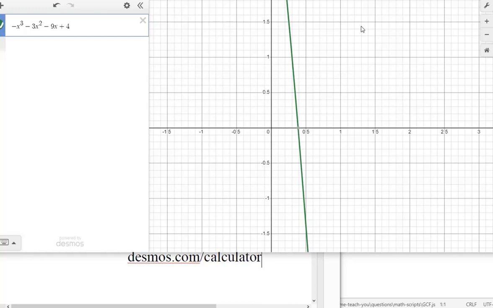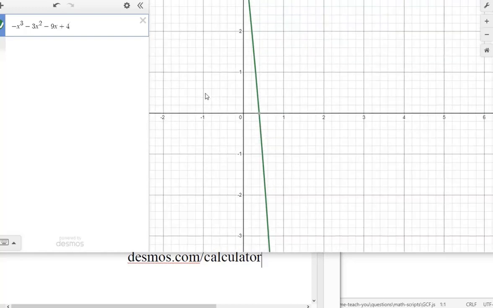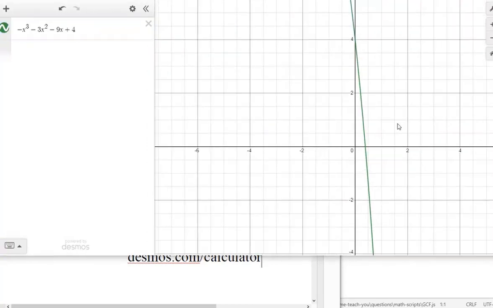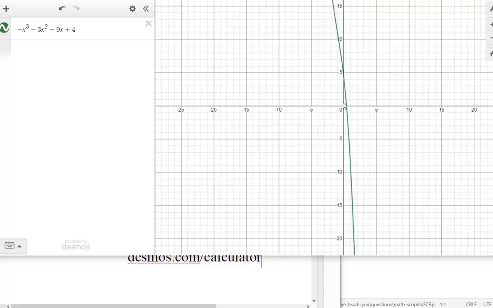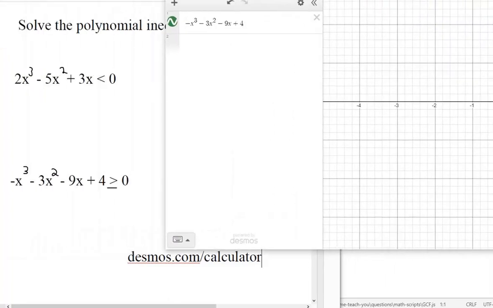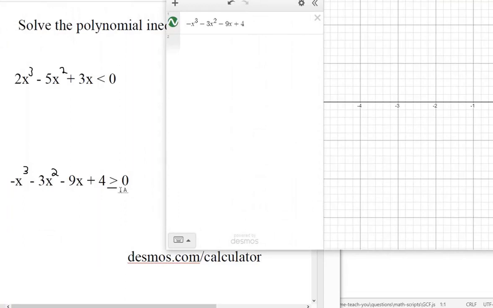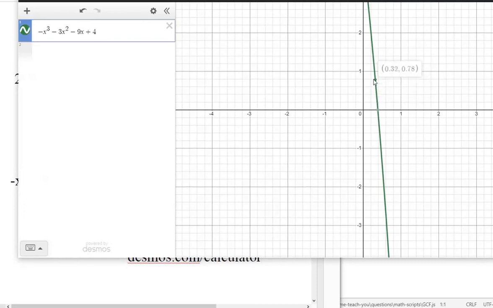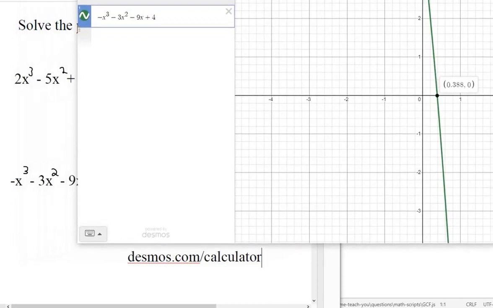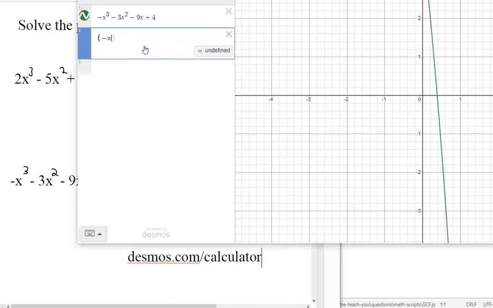Okay, so here's the graph of the green inequality. Whoa, what a weird graph, huh? That's it. Okay, and we're asked to say where this is greater than or equal to 0. So where is this green graph above the x-axis? This is where it's positive, right? And it looks like it's positive everywhere to the left of 0.388. So the solution for this one is negative infinity, because negative 4, it's going to be positive.